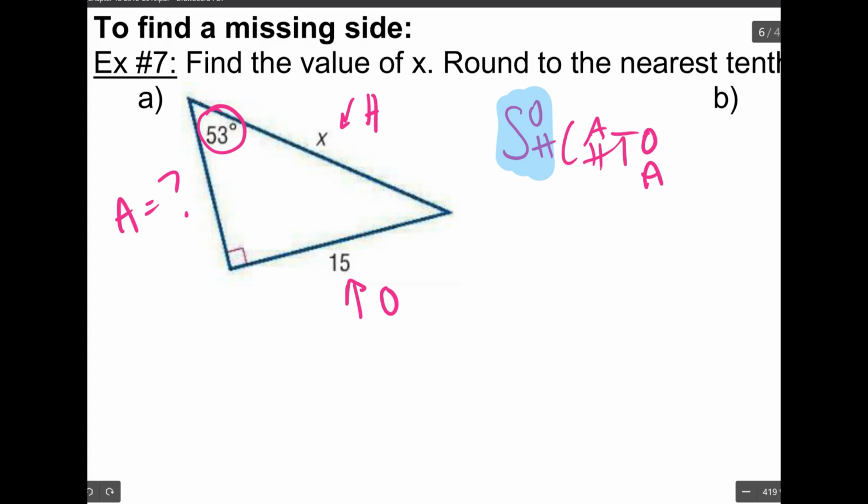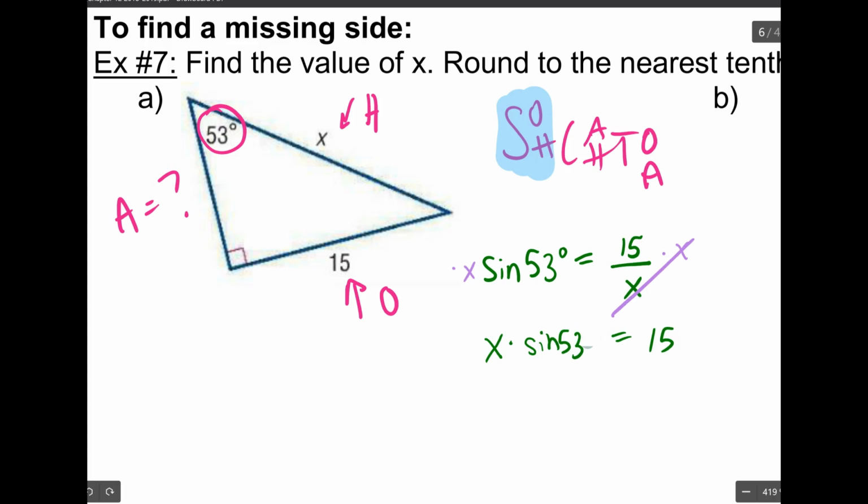If I write this out, sine of my angle, 53 degrees, is equal to opposite 15 over hypotenuse, which is x. I'm trying to solve for x. I want to get x by itself before I plug in any numbers. So multiply both sides by x. Now I have x times sine of 53 degrees is equal to 15.